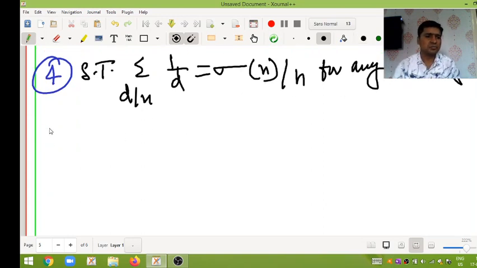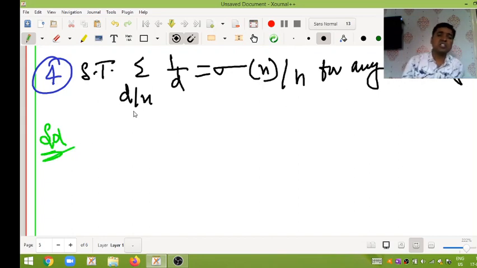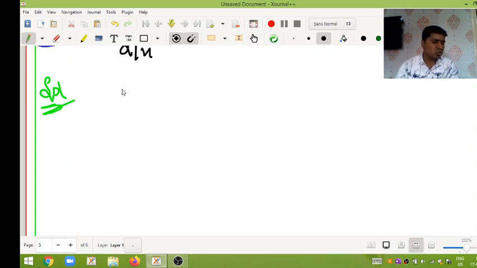See here. Show that the summation over d dividing n of 1 by d is equal to sigma of n divided by n, for any positive integer n. So this is a proof part, very easy.